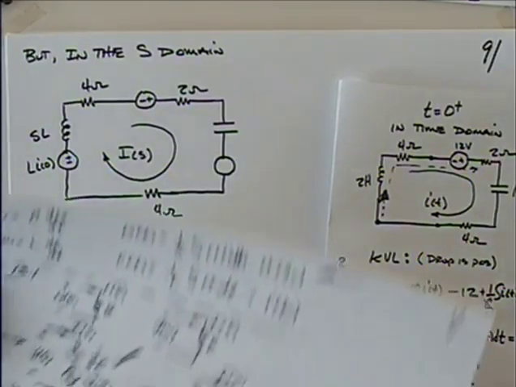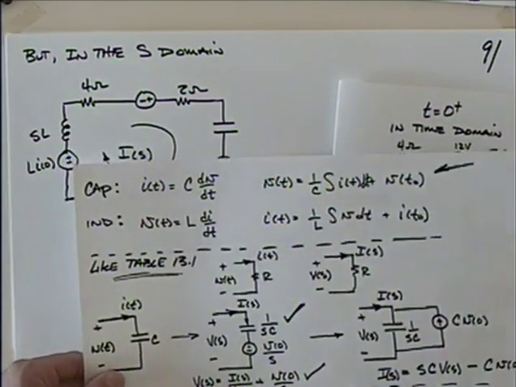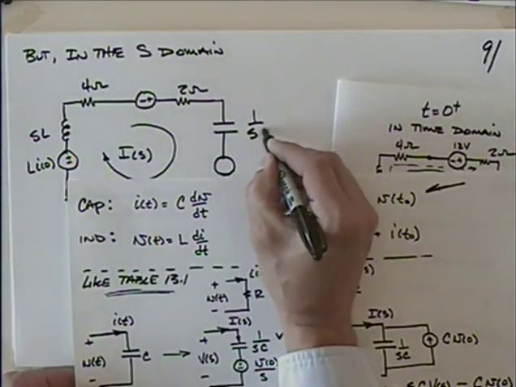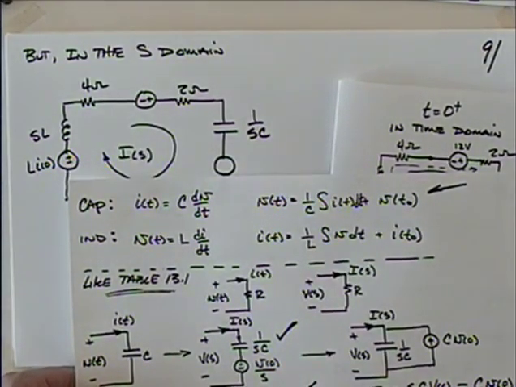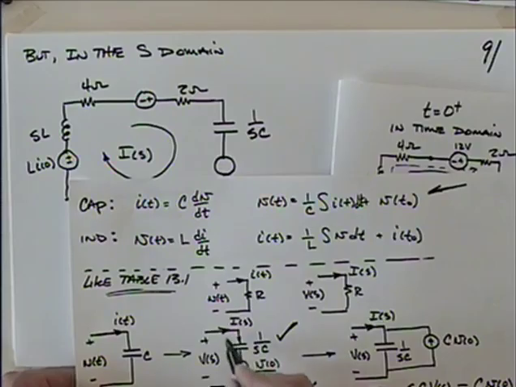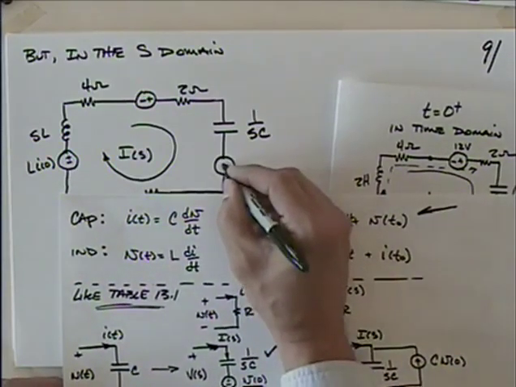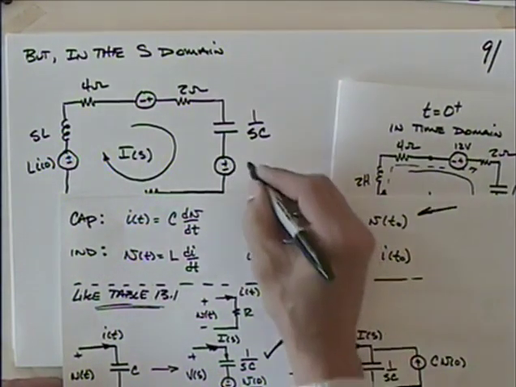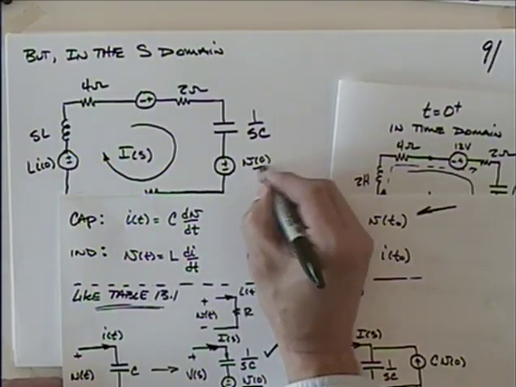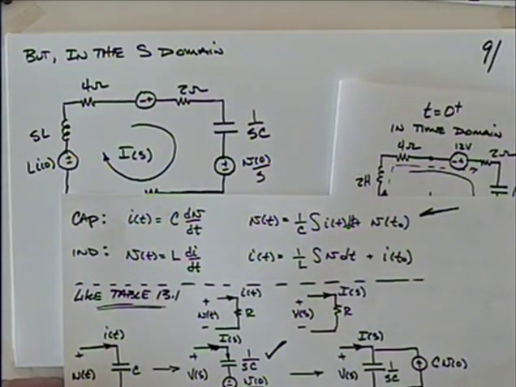Then my capacitor. How do I handle the capacitor? 1 over sC. That's got that taken care of. And then the voltage source. My current's going in the right direction. It's going that way, so this will just be positive and negative. And V naught over s, right? I think we're good there.